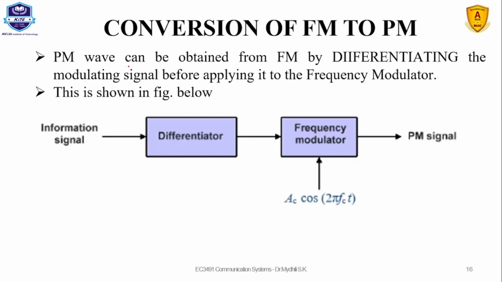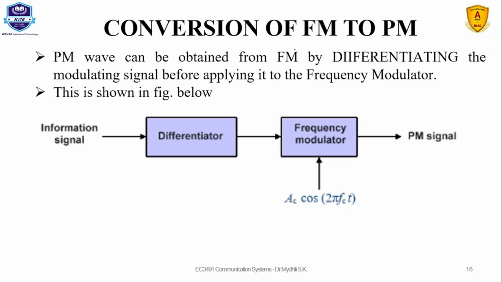Now coming to the conversion part with respect to FM and PM. As we know, FM and PM are indirectly related with respect to the modulation part, so we can get either FM or PM in an indirect way. One of the methods is by involving a differentiator and an integrator. How we involve the differentiator and integrator in the generation part is seen here.